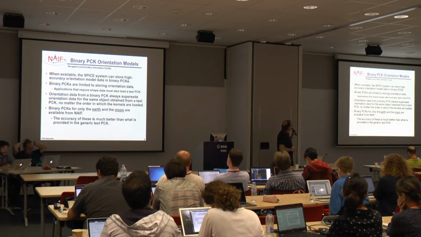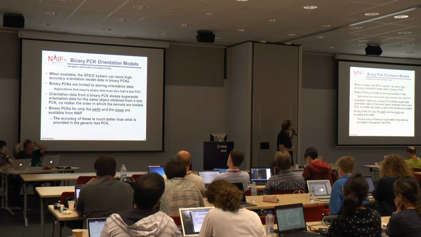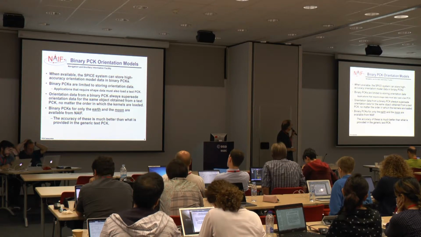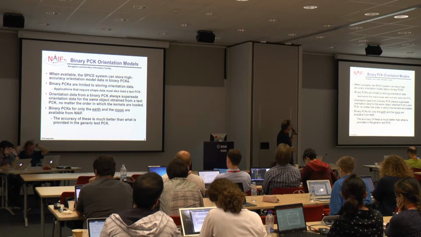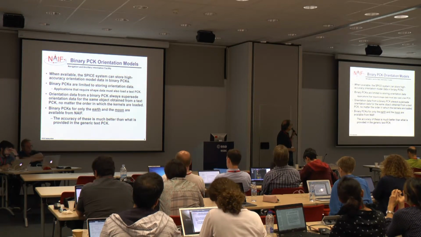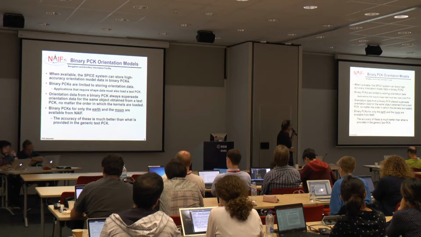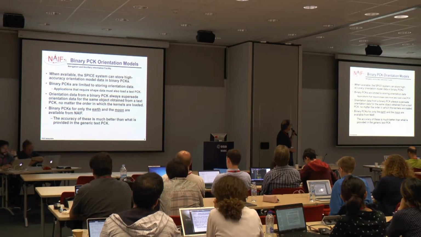Binary PCK orientation models. When available, the SPICE system can store high accuracy orientation model data in binary PCKs. These are limited to storing orientation data, so no size or shape data. Applications that require shape data must also load a text PCK for that. Orientation data from binary PCK always supersede orientation data for the same object obtained from a text PCK, no matter the order in which the kernels are loaded.